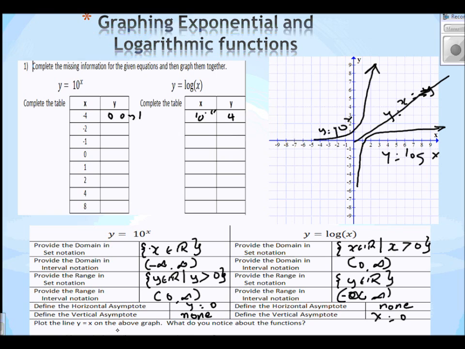So plot the line y equal to x, which we did. What do you notice about the function? They are inverses to each other. Okay?